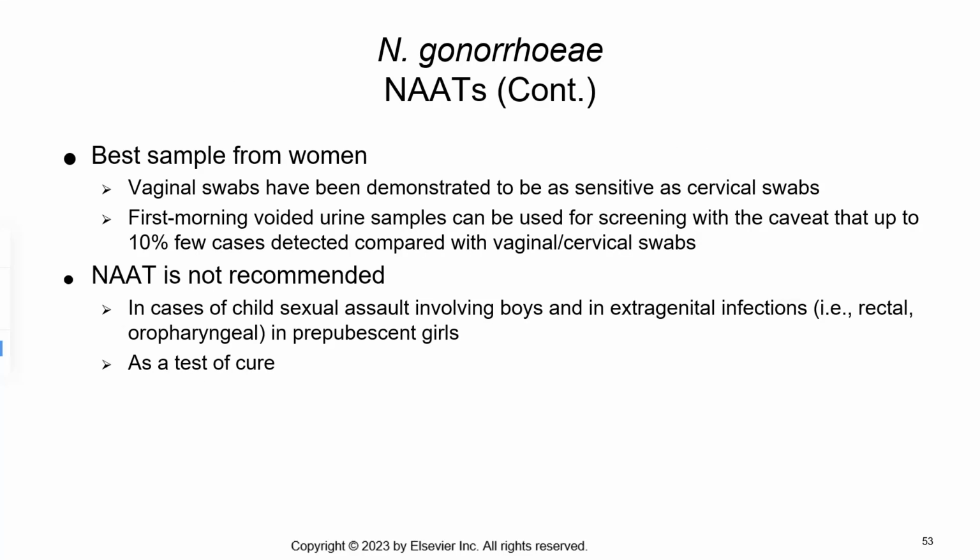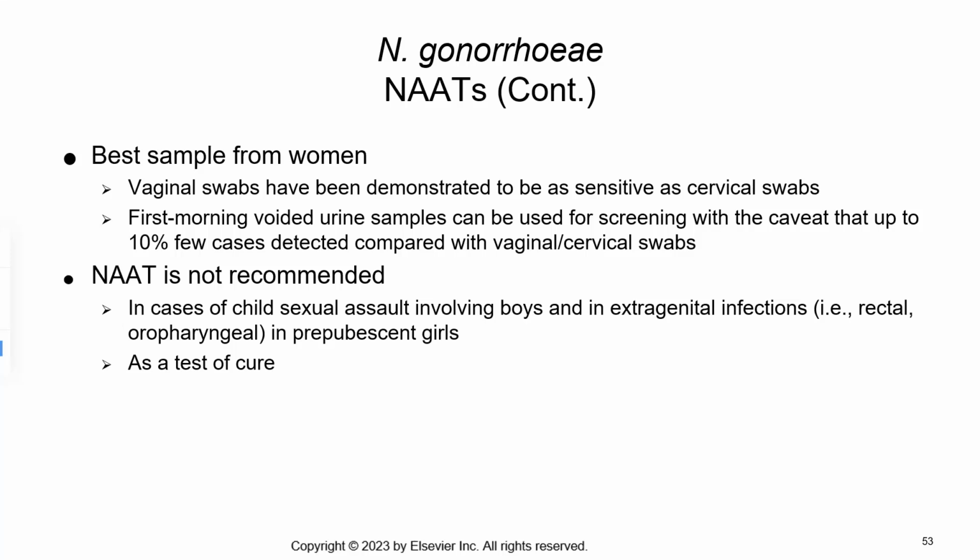The best sample for women would be vaginal swabs, which have been demonstrated to be as sensitive as cervical swabs. First morning voided urine samples can be used for screening, with the caveat that up to 10% fewer cases are detected compared with vaginal or cervical swabs. NAT is not recommended in cases of child sexual assault involving boys, in extragenital infections (rectal, oropharyngeal), for prepubescent girls, or as a test of cure.